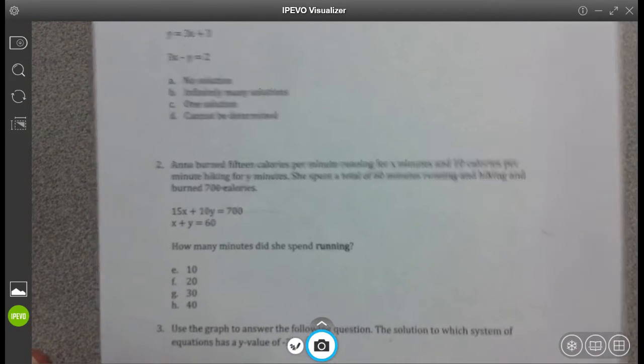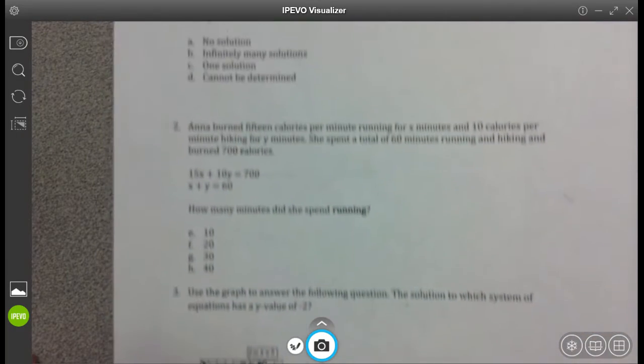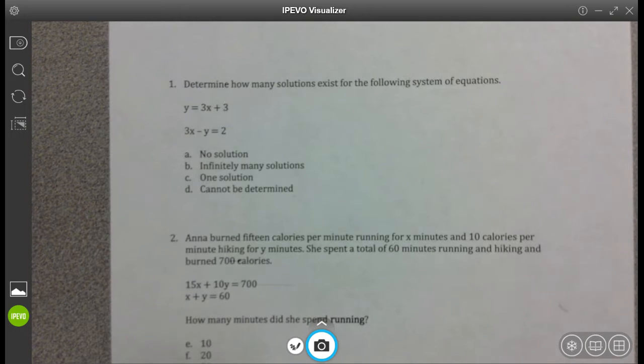Okay, so if you don't have the paper at home, this is what it looks like. Pause it, try to do the questions on a separate sheet if you don't have it. Okay, determine how many solutions exist for the following system.